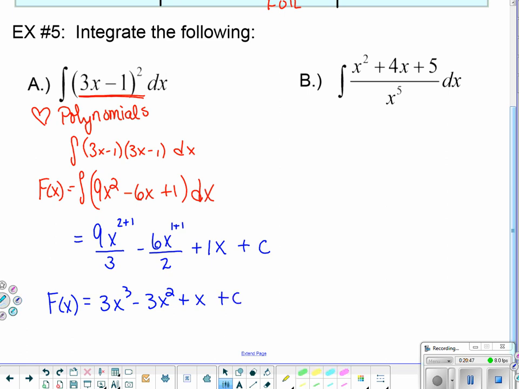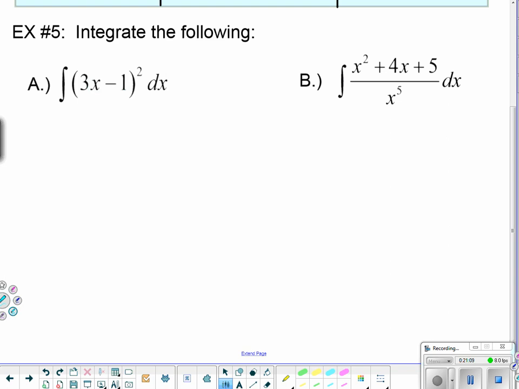Do a quick check. Can you take the derivative of that and get back to the original? Probably don't want to match to this, but this would be a better way to match. It's equivalent to 3x minus 1 quantity squared. But yeah, I think you'll find out it works. B.